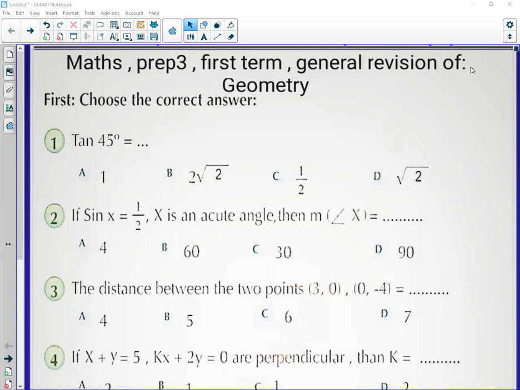Okay, let's continue. Number one, sine 45 degrees equal what? Sine 45 degrees by using the calculator equal 1.